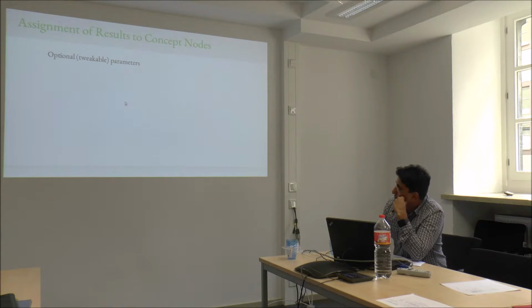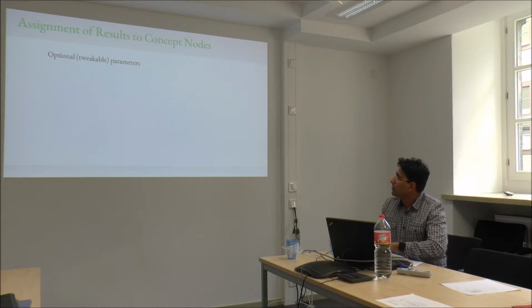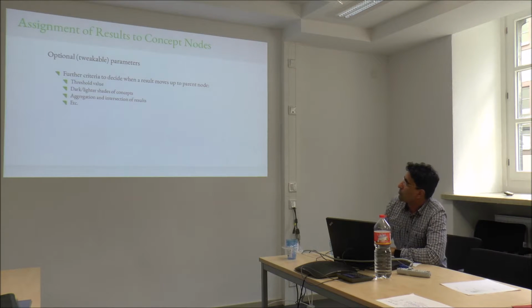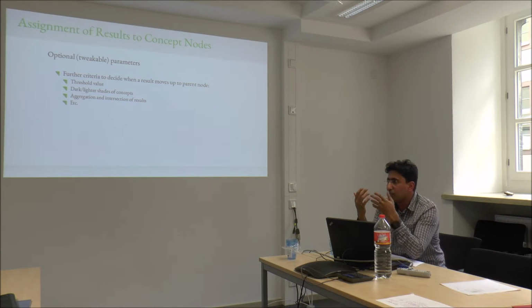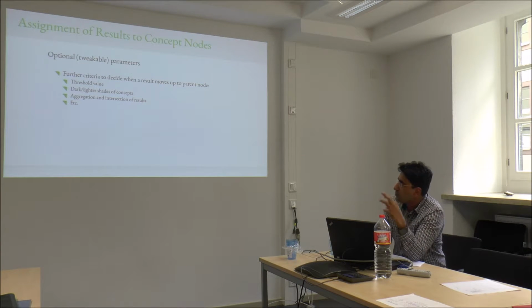And then there are different parameters that can be tweaked for better node assignment of results. So we can say that we do not want all the results to move up when everything is there. We say we want a threshold, or we want to use the dark or lighter shades that I showed you, the dark green or light green, or we want to have aggregation of different results that they aggregate and they are duplicated in different nodes. So there can be multiple criteria how the results can be moved from one node to another, whether they are just moved or they are duplicated, etc.